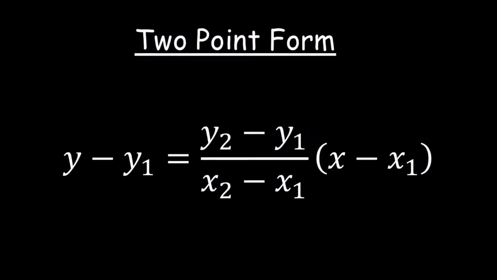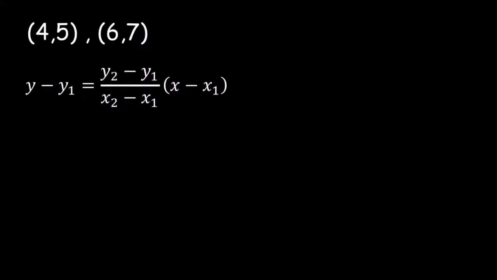The next form that we'll tackle is the two-point form of a linear equation. The two-point form of a linear equation is y minus y sub 1 equals (y sub 2 minus y sub 1) over (x sub 2 minus x sub 1) times (x minus x sub 1). Let us proceed with the example. Let us have these two coordinates, (4, 5) and (6, 7). To get the two-point form, we'll simply substitute into the formula, where it would become y minus 5 equals (7 minus 5) over (6 minus 4) times (x minus 4).